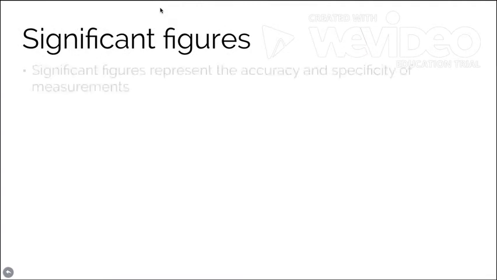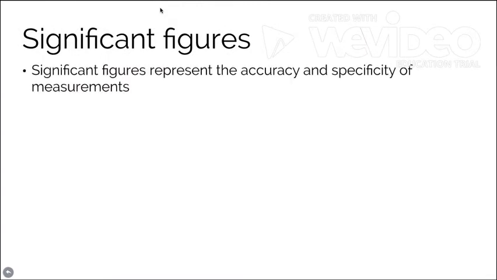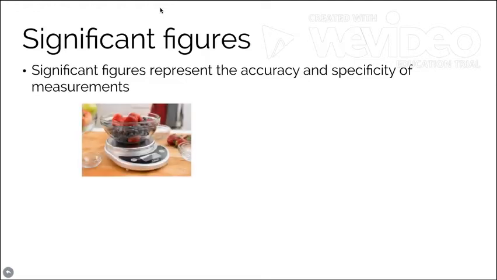And now we come to significant figures. Significant figures are how we express the accuracy and specificity of the measurements that we take. We usually deal with numbers and the measurements we use in significant figures.